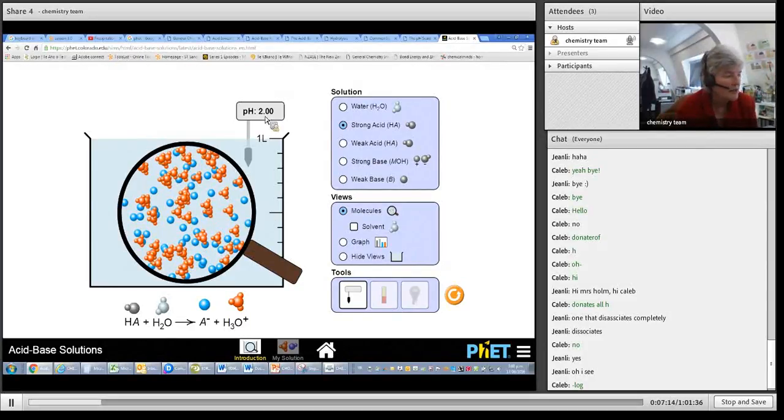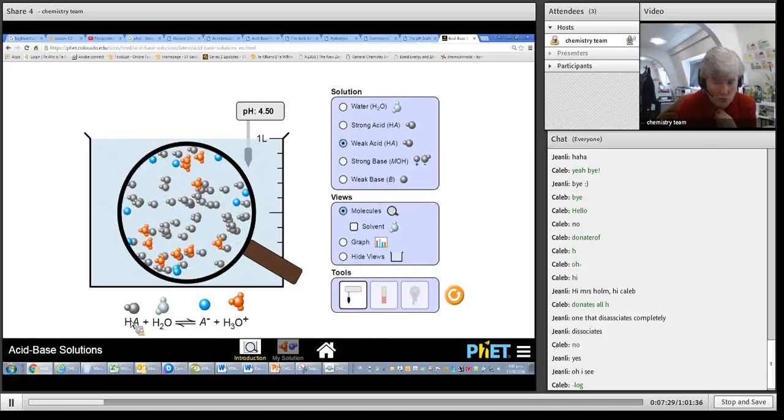If I now change this to a weak acid, so HA is now my weak acid, like a carboxylic acid, like ethanoic acid or methanoic acid, and I put that into water, do you notice we have an equilibrium arrow? The equilibrium arrow shows the reaction hasn't gone all the way to the right. It's sitting somewhere in the middle of the reactants and the products. Well, when I say middle, it doesn't have to be the middle.